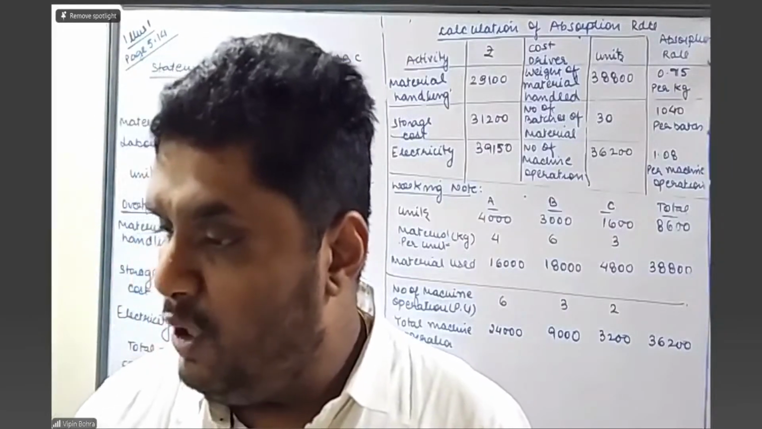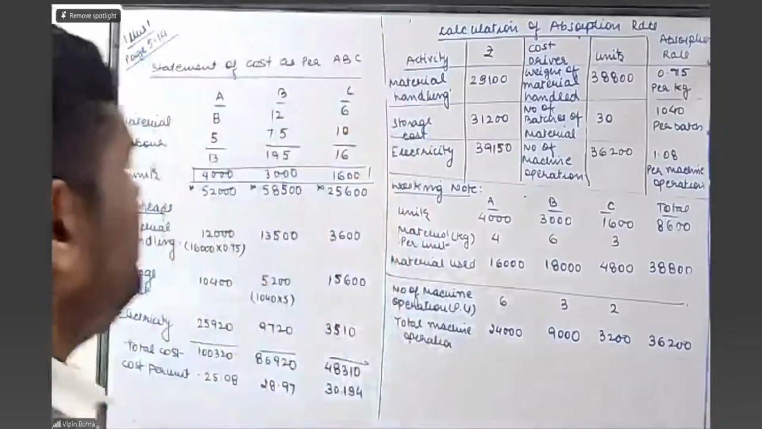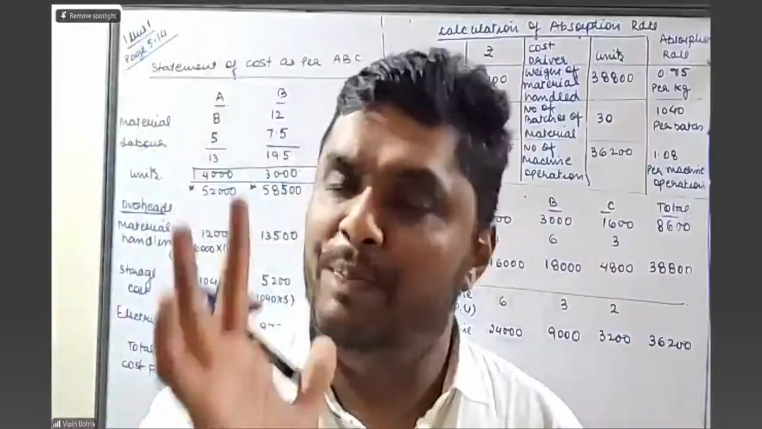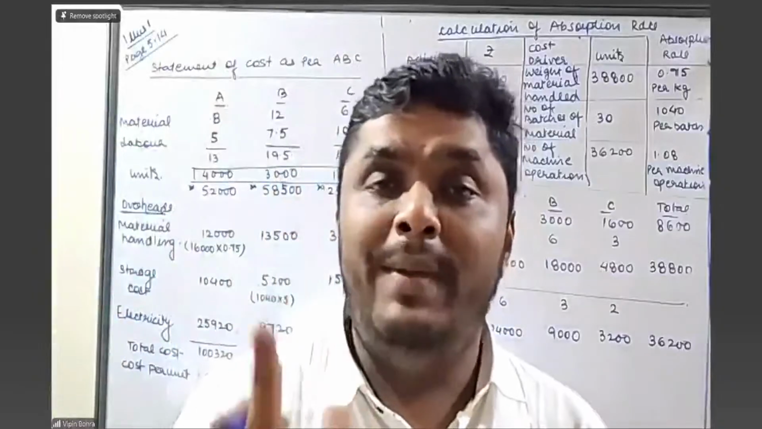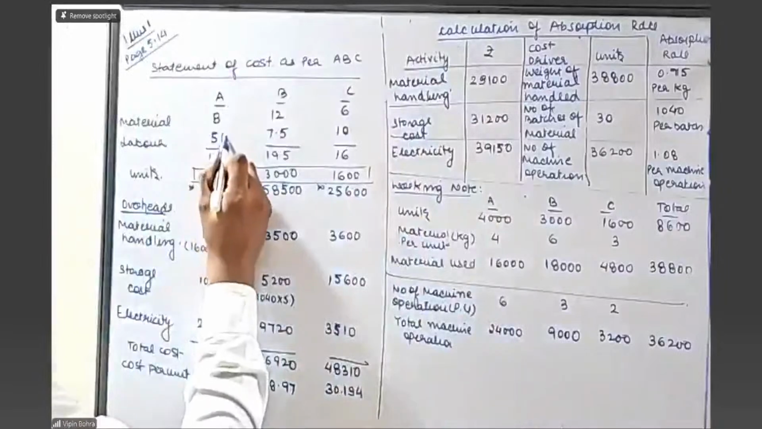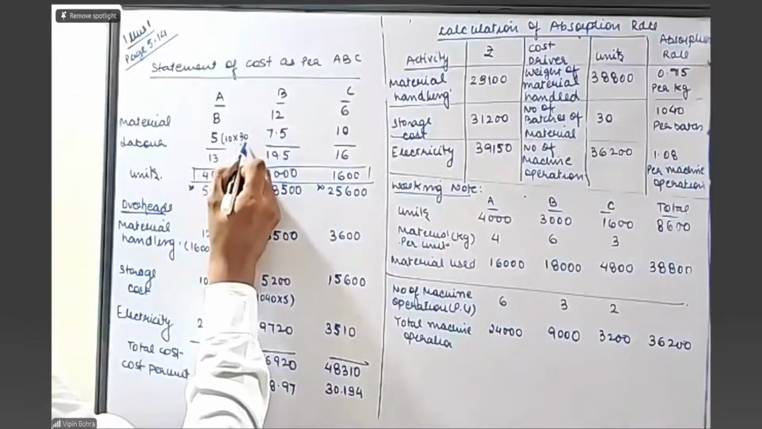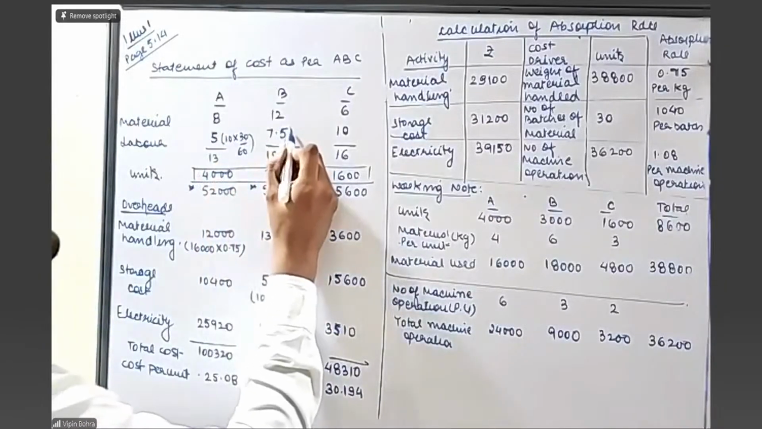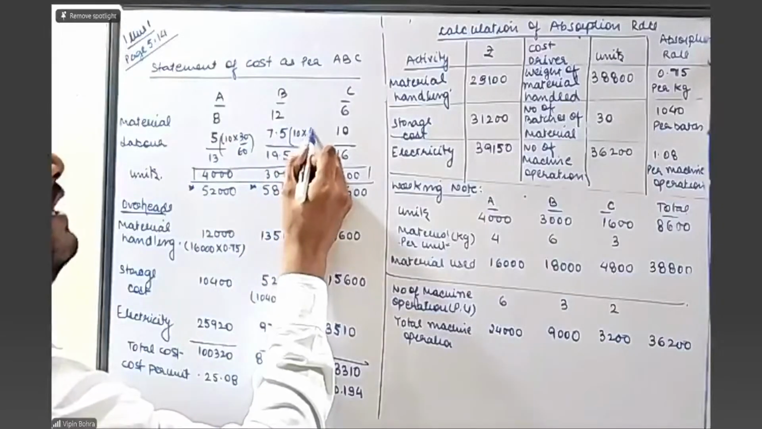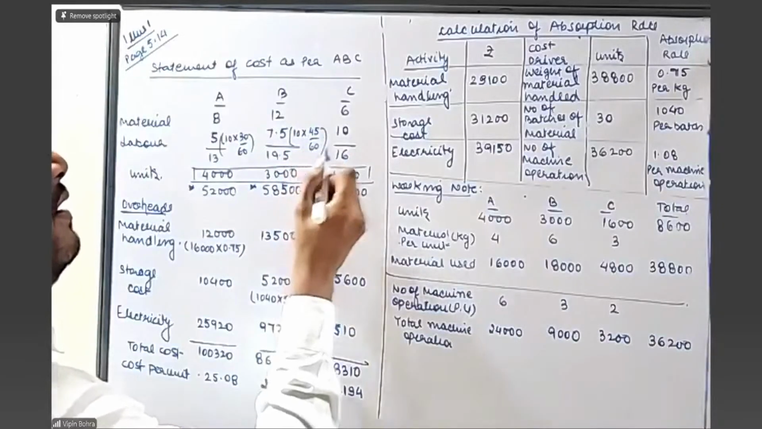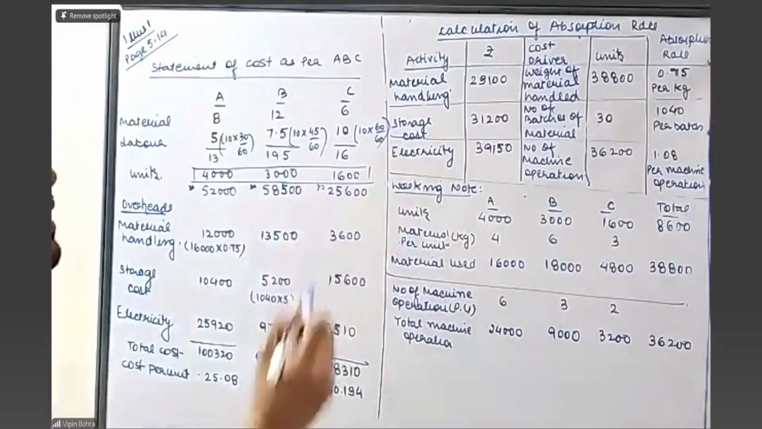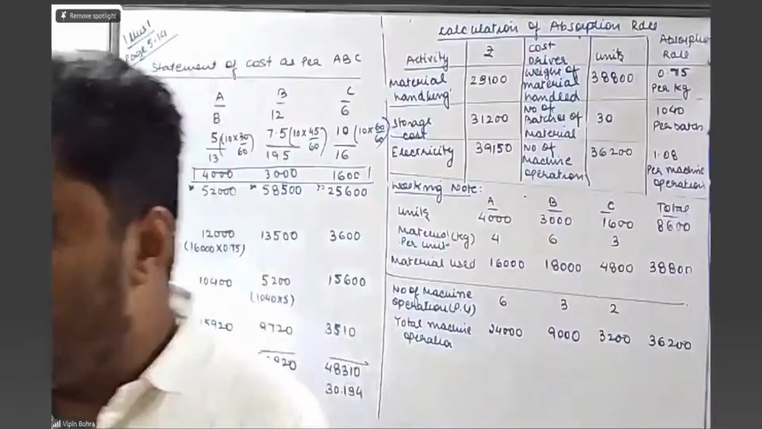Which 5, 7.5 and 10? Medha, please check the labor cost. How much is the labor cost per hour? Rupees 10. Now, how many minutes for product A? 30 minutes. So 10 into 30 divided by 60. The same question you are asking. 10 into 45 divided by 60 and 10 into 60 divided by 60. I hope this part is clear to you, Medha.